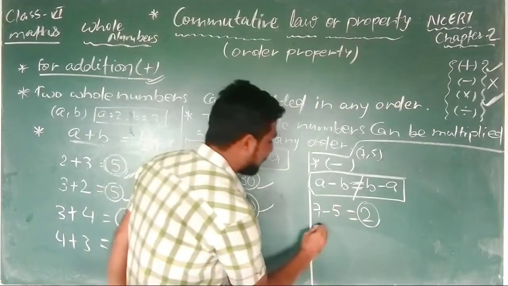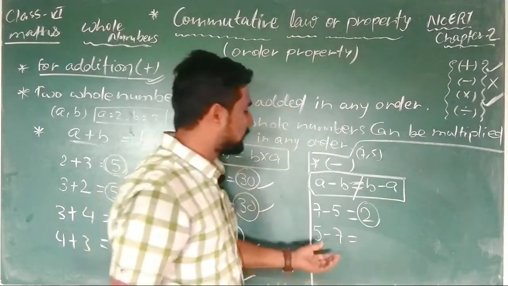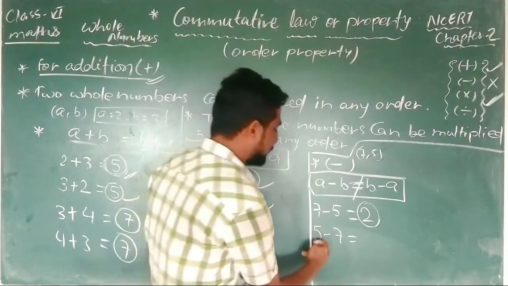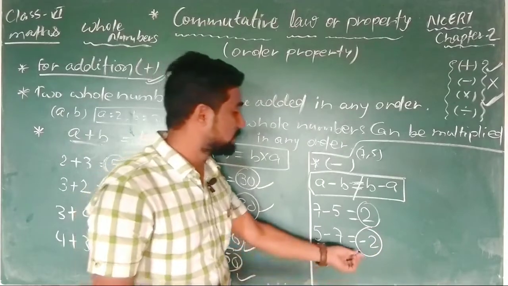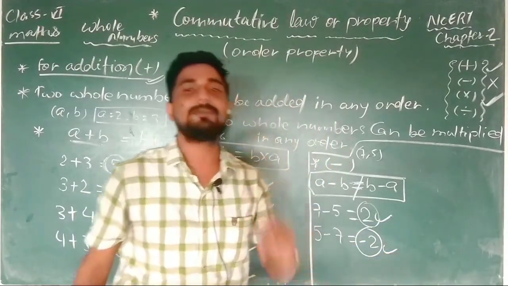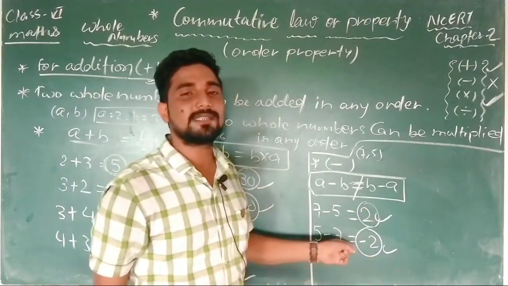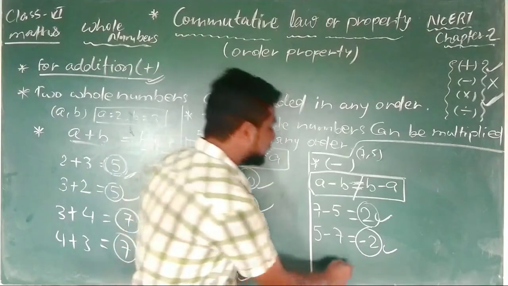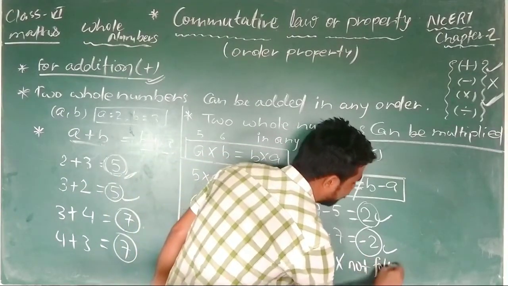Again you change the order, 5 you write first and 7 last, and you subtract. Till now you have not discussed negative numbers, but according to integers the answer will come minus 2. You can see this is 2 and this is minus 2, and there is a gulf of difference between 2 and minus 2. This is positive, this is negative. So this is not equal. That is why it is not followed. So we will write here: not followed. This property is not followed.